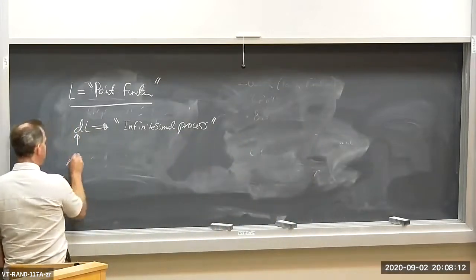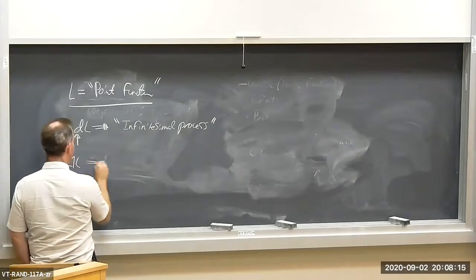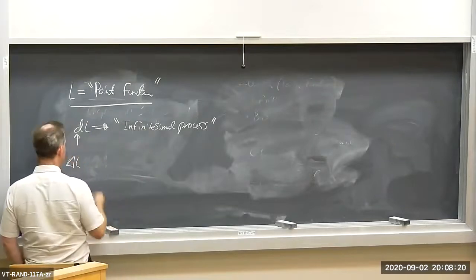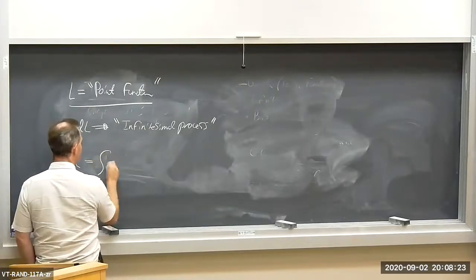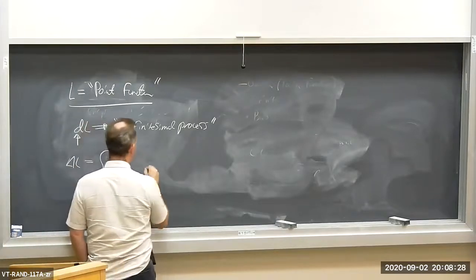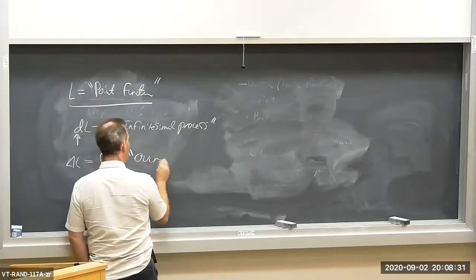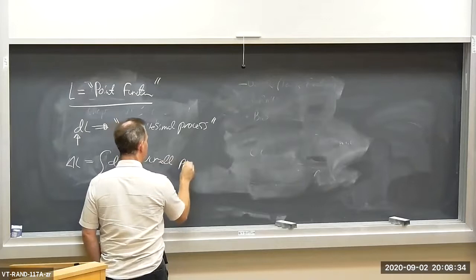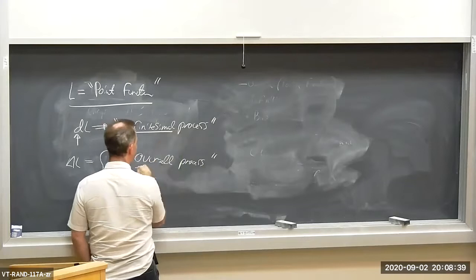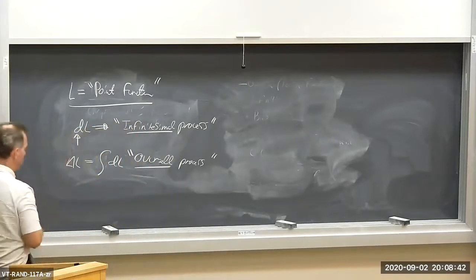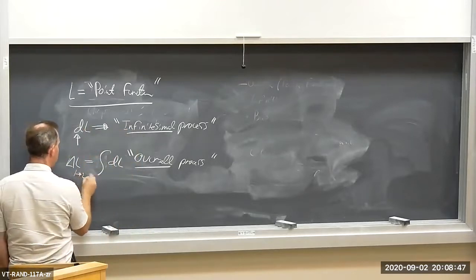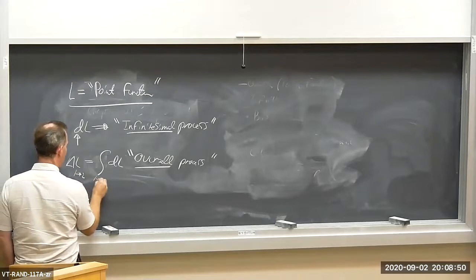If instead you see delta L, which, by the way, equals the integral of dL over some process, this is referring to an overall process. Infinitesimal process, overall process. Okay? So the change in L from state 1 to state 2 is the integral of dL from state 1 to state 2. Okay?